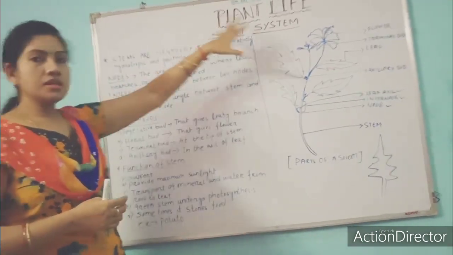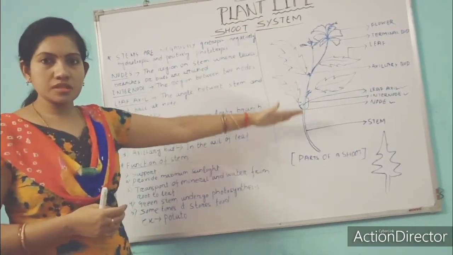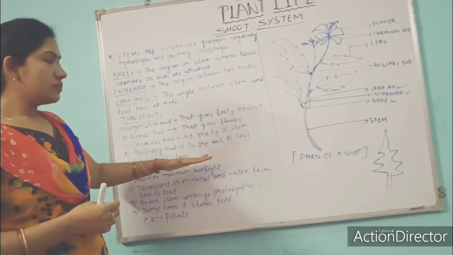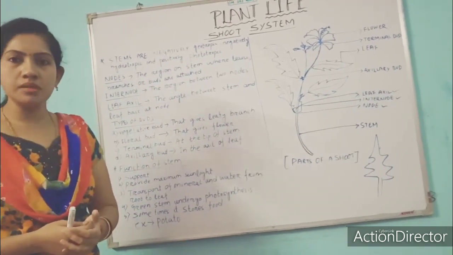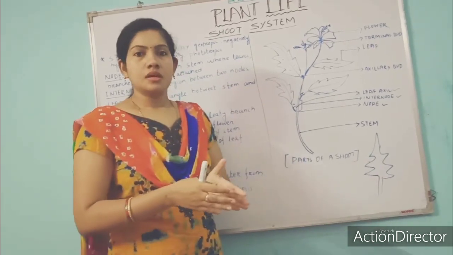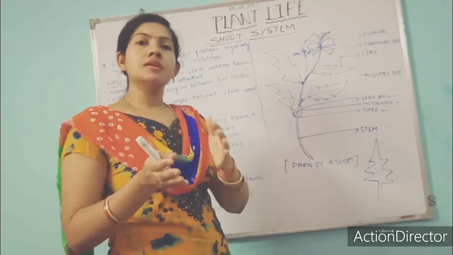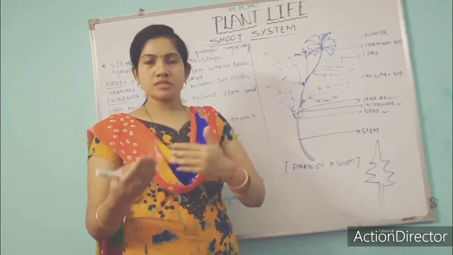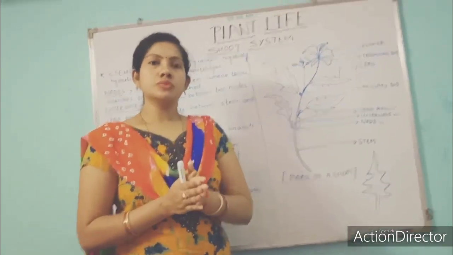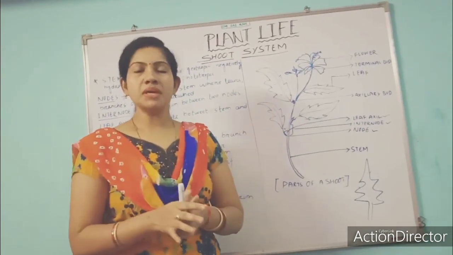So these are all the things we have discussed today. We have discussed the various parts present on a shoot, and we have also discussed the function of a stem. Just go through these topics and make a fair note of this. We will have our next class, and there we will read about the leaf system. So prepare a note for this. We will have the next topic in our next class.